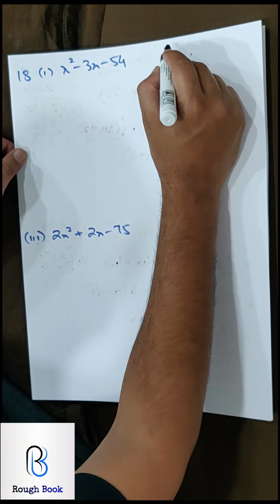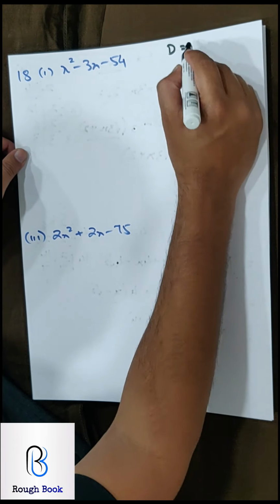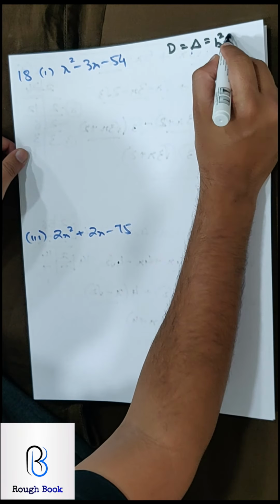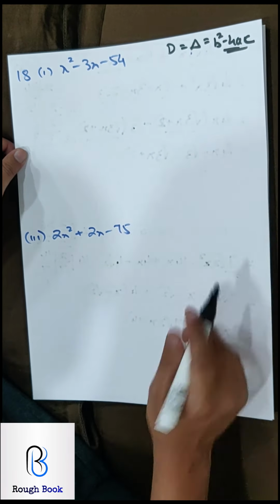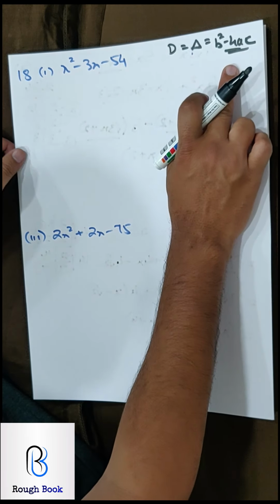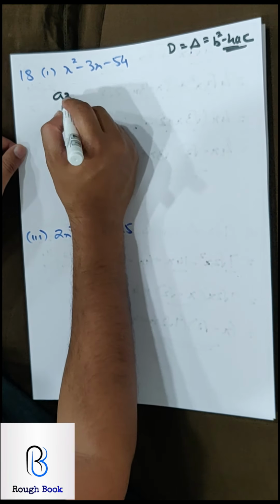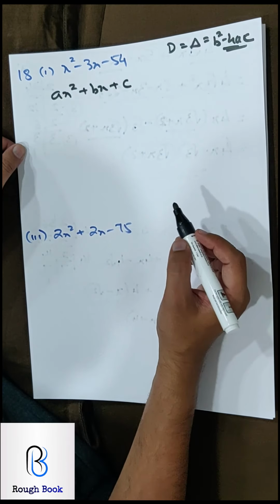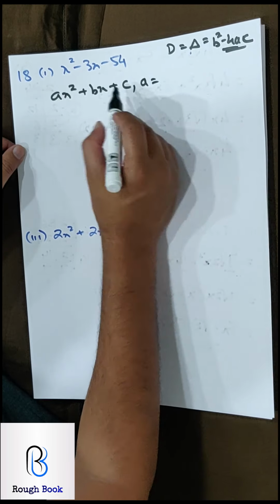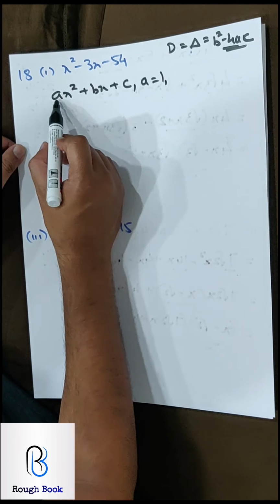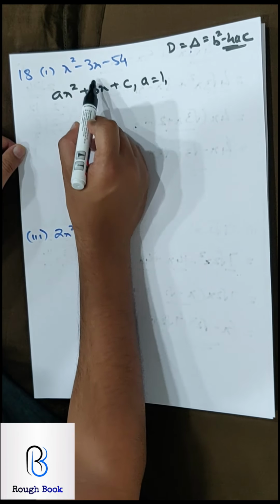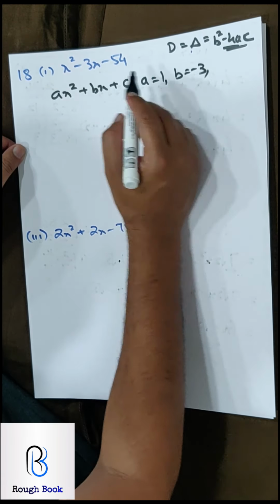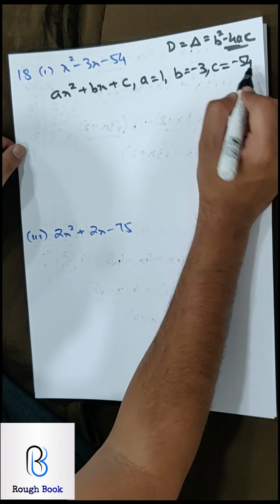So there is something called the discriminant D, called delta also, which is a triangle symbol, which is basically b square minus 4ac. Now what is a, b, c over here in this expression? So we compare this with ax square plus bx plus c. So what does my a become? a becomes 1. a is the coefficient of x square. b is the coefficient of x. So my b becomes minus 3. And c obviously minus 54.